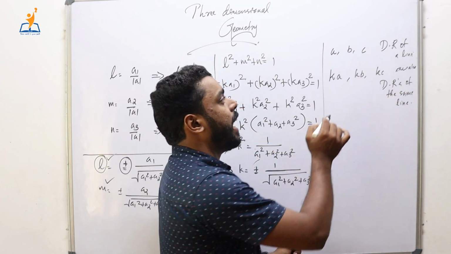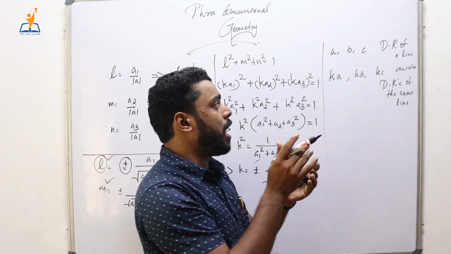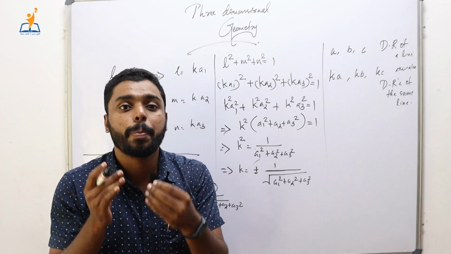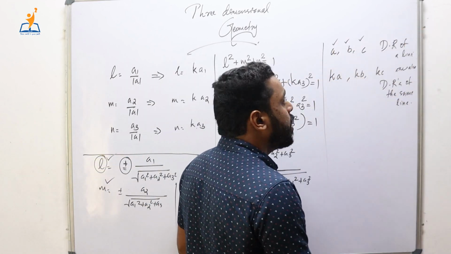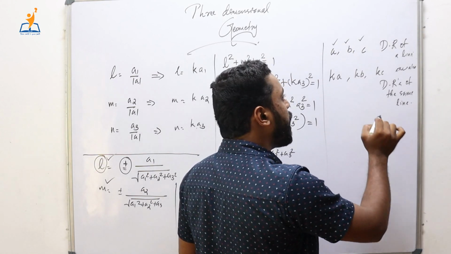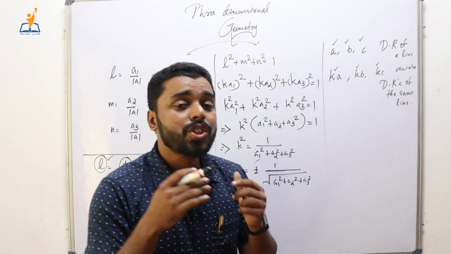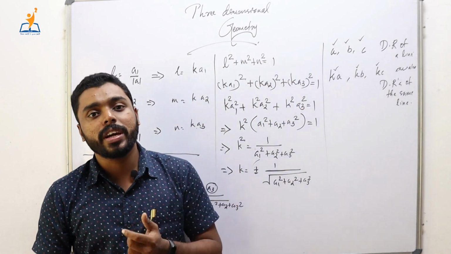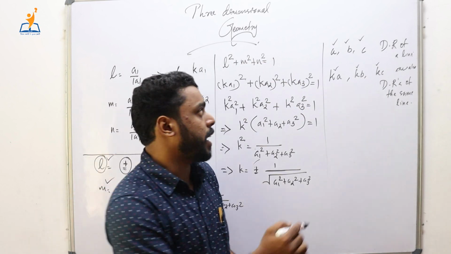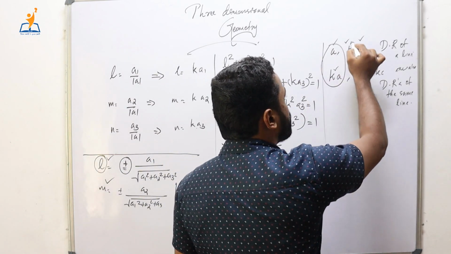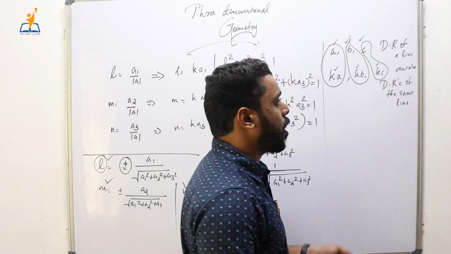Then we can say that whenever two direction ratios are of the same line, then they must be proportional. That is, if A, B, C are the direction ratios of a line, the other direction ratios of the same line are of the form Ka, Kb and Kc, which means the direction ratios of a line are always proportional. The respective direction ratios of a line are always proportional. That is, A and Ka are always proportional, B and Kb are always proportional, C and Kc are always proportional.